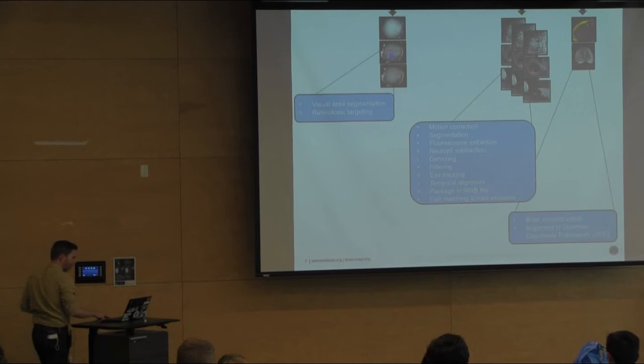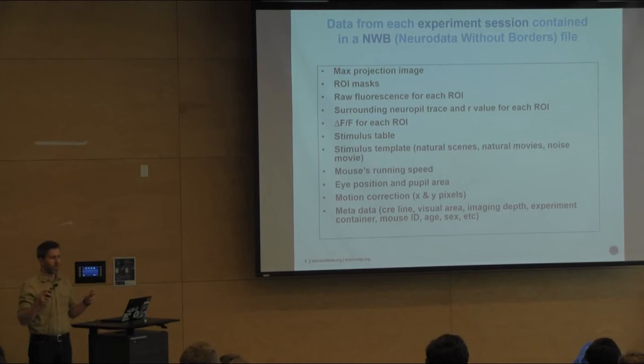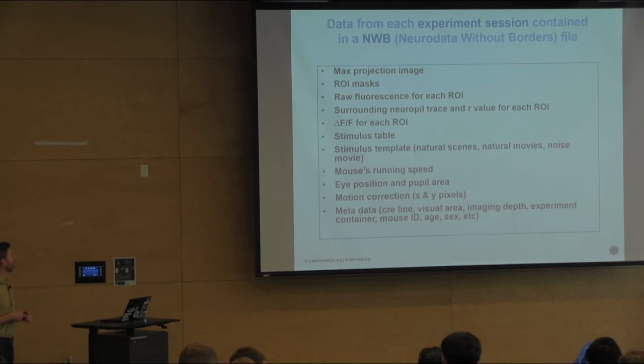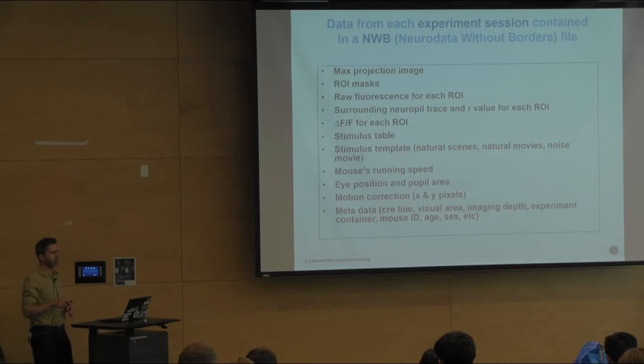At the end of the day, all of the data from every individual experiment session gets packaged into an NWB file. This is a Neurodata Without Borders file, a file standard that was developed a few years ago, strongly influenced by the Allen Institute. The data in each of these files includes a maximum projection image, which we'll see in detail later, masks for the individual cells, the raw fluorescence traces, the changes in fluorescence, stimulus information, templates associated with the stimuli, other behavioral covariates such as the mouse's running speed, and other metadata associated with the experiment to permit survey level analysis.